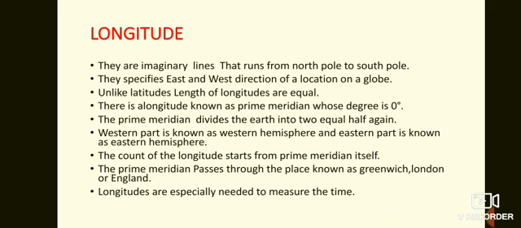Longitudes specify the east and west direction of a location on a globe. Unlike latitudes, the lengths of longitudes are equal. There is a longitude known as the prime meridian whose degree is 0 degrees.